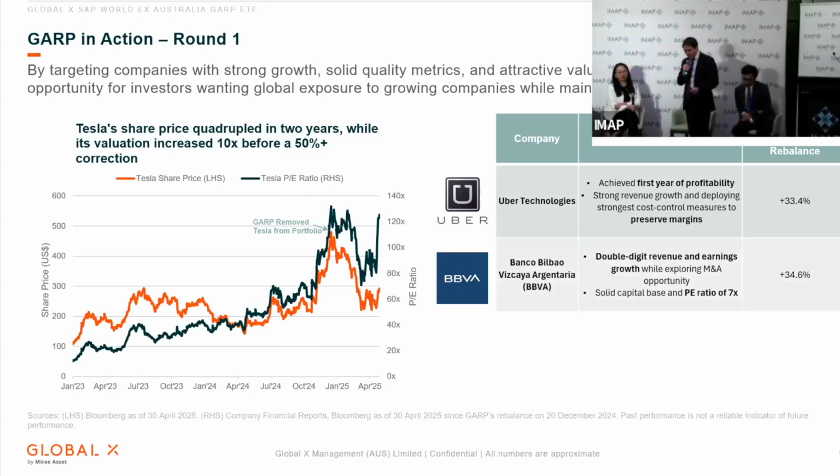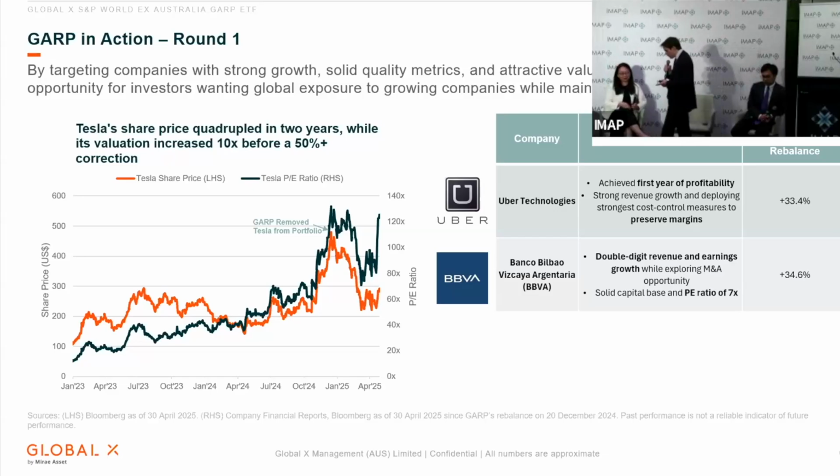And in December 2024, we actually took Tesla out of the portfolio. And if you see, you can see that the blue line, Tesla's PE had rapidly escalated. So that was the reason for the deletion. And subsequent to the deletion, Tesla's share price fell. So that seemed to have been a good stock selection choice. That's just a mere sample. There's other things that we could talk about. Uber Technologies was entered into the portfolio at that time, as well as a Spanish financial holding company, BBVA, each of which, after that December rebalance, did very well.